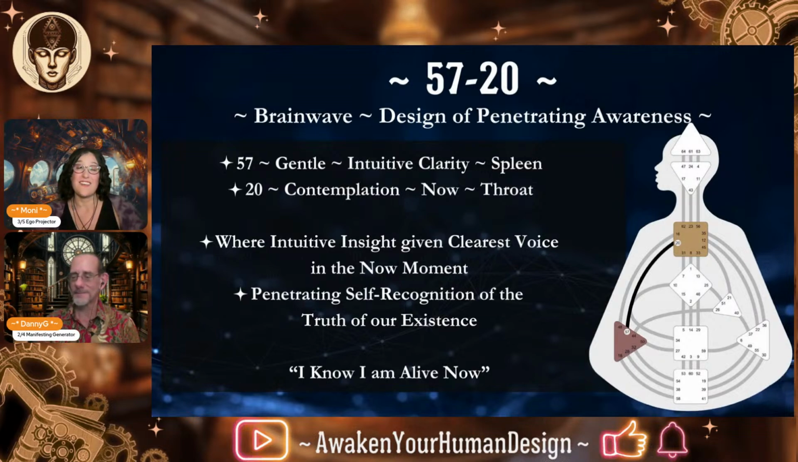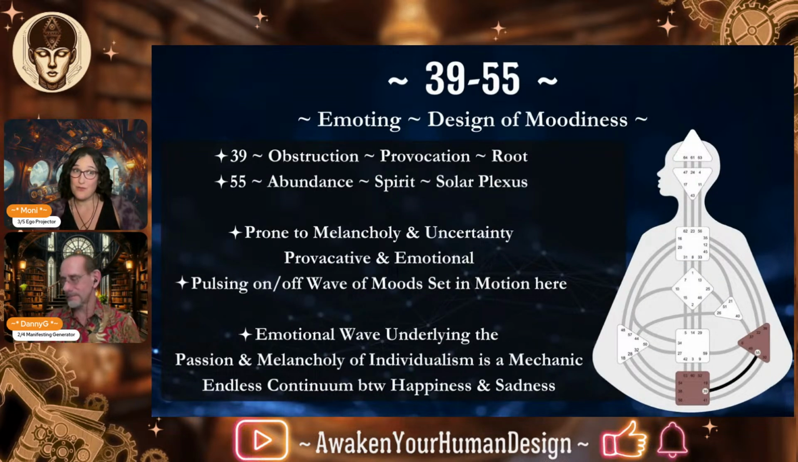All right. So now we're going to flip back down to the root, that brown square at the bottom, and we're going to go up the solar plexus side. So the 39-55 is the channel of emoting, and it's the design of moodiness. And so gate 39 is obstruction, or the gate of provocation, and that's that root center gate, that brown square at the bottom. And then gate 55 is abundance, or the gate of spirit, and it's a solar plexus gate, which is the brown triangle on the flip side of the chart.